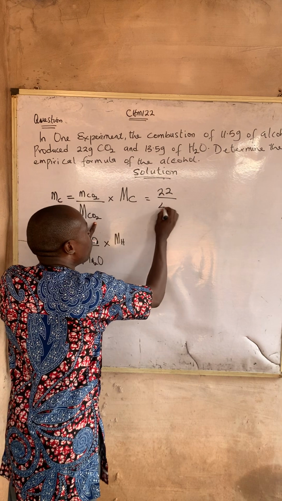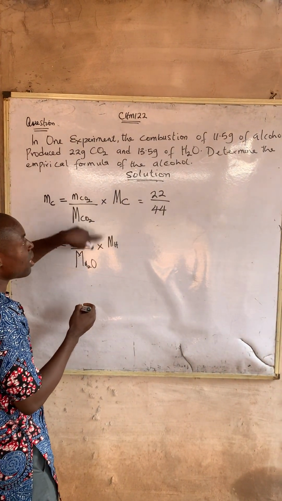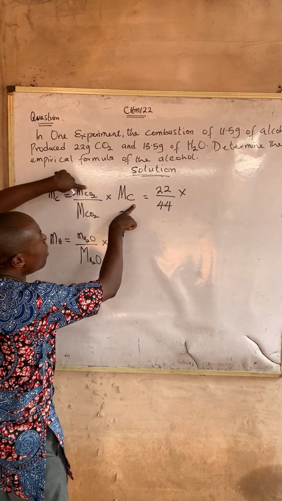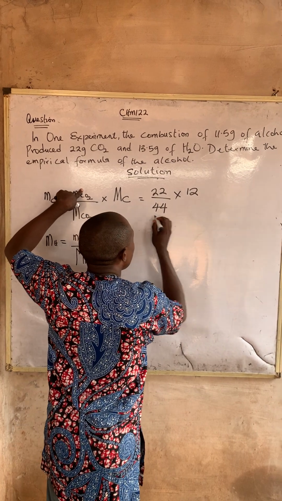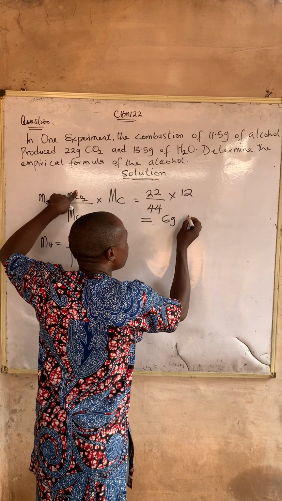So we go here, the mass of CO2 here is 22 over the molar mass of CO2, which of course is 44. Carbon is 12, oxygen is 16, 16 times 2 is 32, times the molar mass of carbon here, which is 12. When you multiply and divide, the answer you should get is 6 grams carbon.